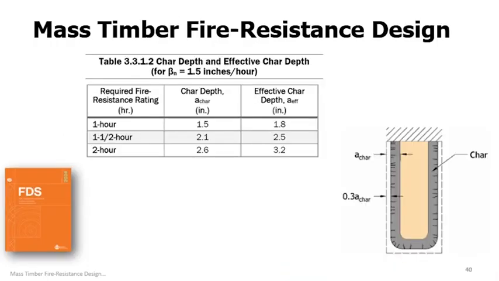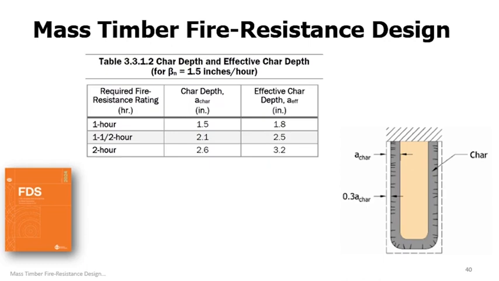All right, here's FDS Table 3.3.1.2 again, and it provides a quick design reference for determining the char depth at a given exposure time. Those are the values you see in the middle column. The char depths are given in inches for corresponding fire resistance times of 1 hour, 1.5 hours, and 2 hours. The column on the right provides values of effective char depth, or a sub eff.